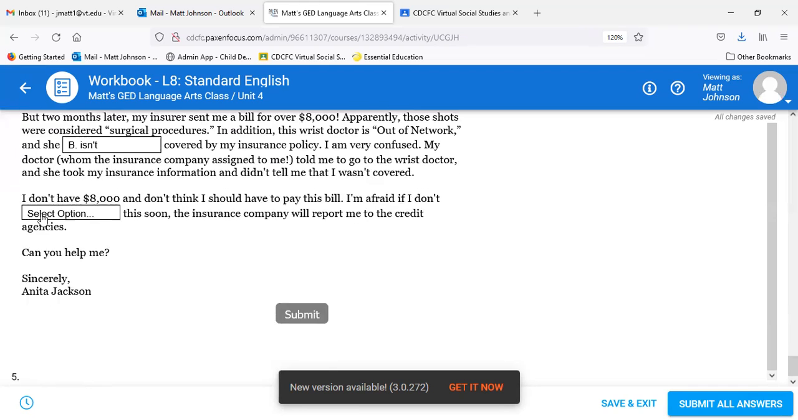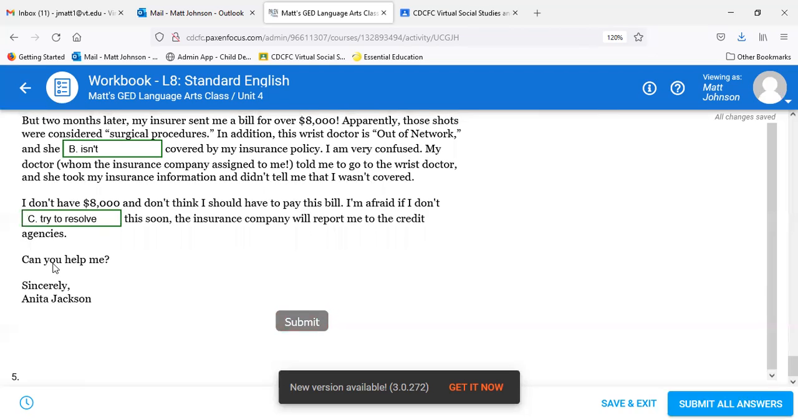I'm afraid if I don't blank this soon, the insurance company will report me to the credit agencies. Christiana, finish up here with you. Let's see. Try to resolve, right? Yeah, so avoiding using and there. So try to resolve this soon. The insurance company will report me to the credit agencies. Can you help me? Sincerely, Anita Jackson.